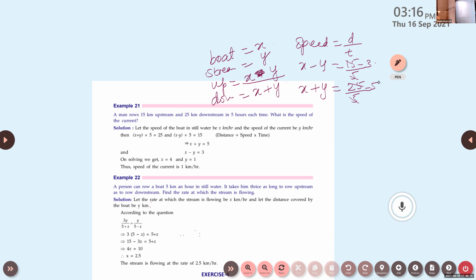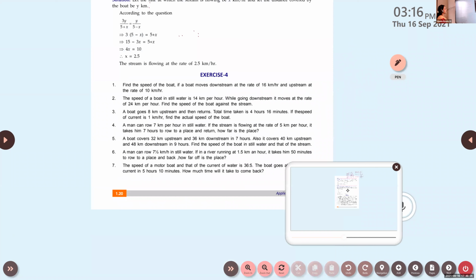Is it okay? Is it clear, Femina? Yes, ma'am. Look at the next question. Read the next one. Look at the next question given here.